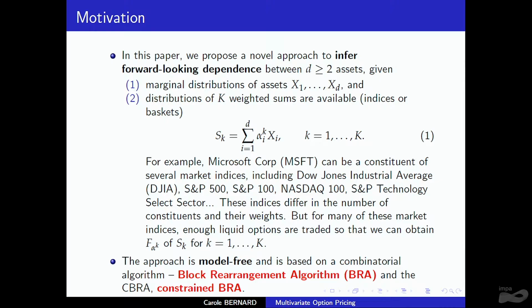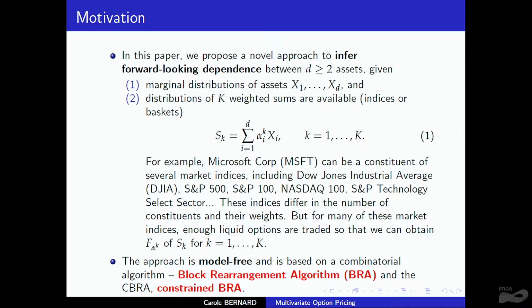I'm going to recall some of them here, but if I go too fast, then you should listen to Sunday's lecture. We built on this block RA, and the block rearrangement algorithm was developed to only include one constraint, a constraint based on knowing the distribution of the sum of the indices of the individual assets. And now we call this the constraint BRA, where we add a set of constraints.